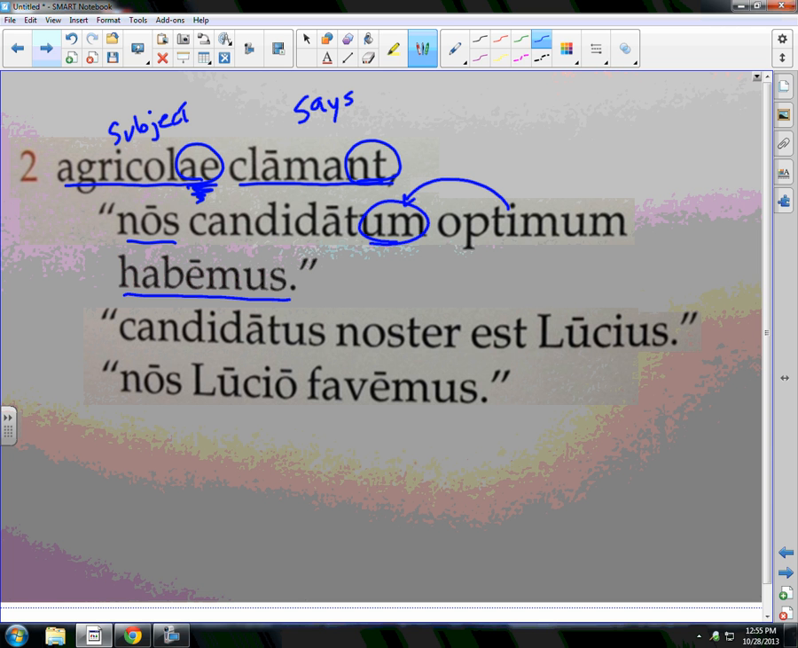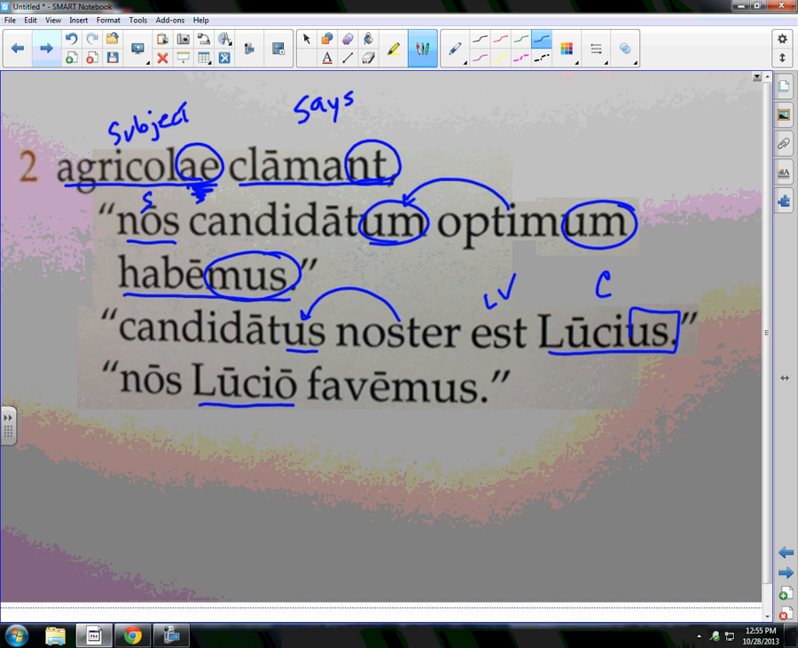We have accusatives here. We have an accusative with an adjective. It's going to be our direct object. We have a nominative. It's going to be a subject. And then we have a verb that is first person plural. Again, we have a nominative here, our nominative, which is candidate. We have a linking verb, is. And we have a complement, in this case a predicate noun. Our candidate is Lucius.